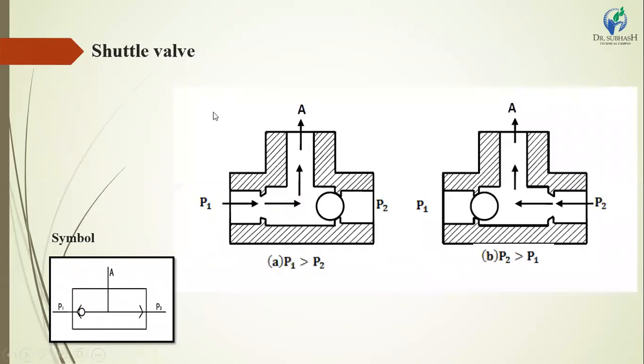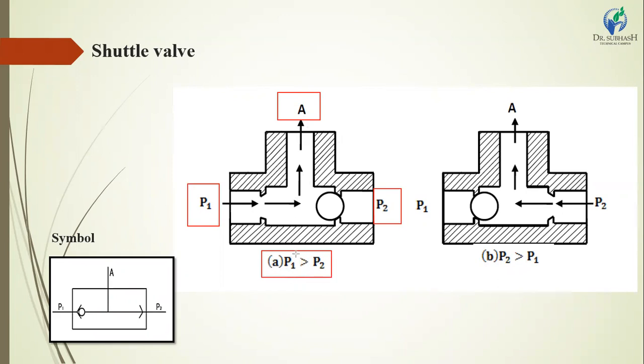The next valve is a shuttle valve. In the shuttle valve there are two ports, P1 and P2, and both work as inlet or outlet. Pressure P1 and pressure P2 are both inlet conditions. Here A is only the output of the shuttle valve.